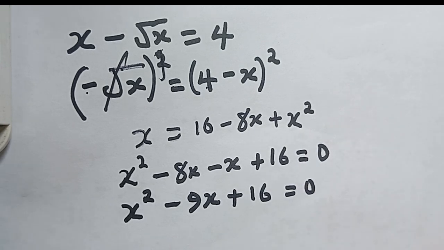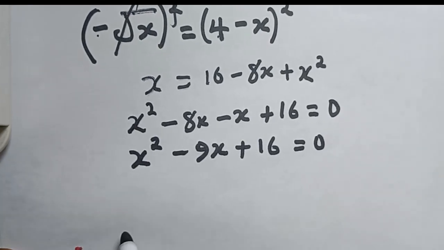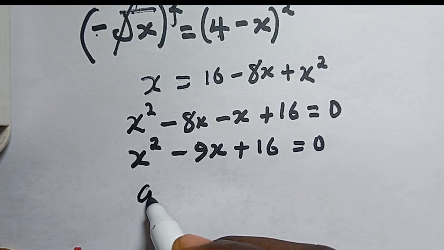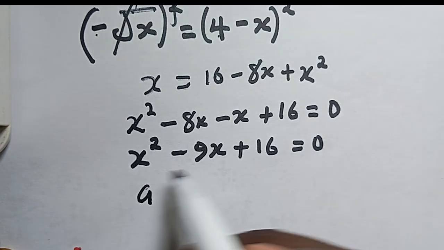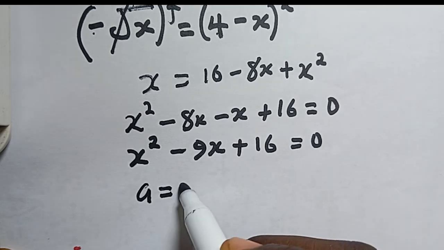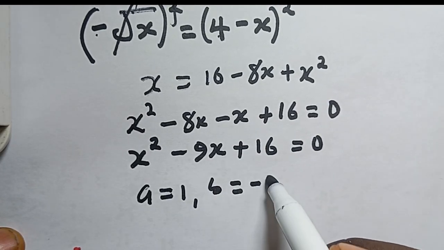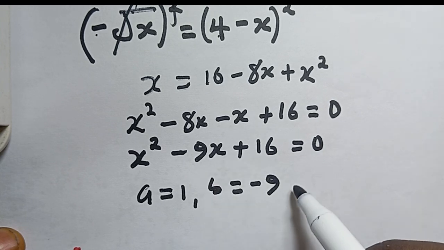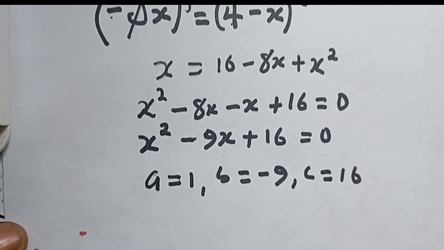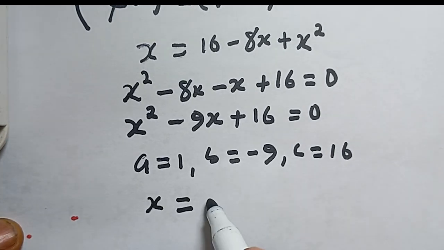Obviously you can see that this is a quadratic equation, and I'm just going to apply the formula method to solve this. If I compare this to the general form of a quadratic equation, a will be equal to 1, and that's the coefficient of x squared. b will be equal to negative 9, and that's the coefficient of x. And c, which is a constant, is 16. So eventually, I'm going to substitute all of these values in this formula.